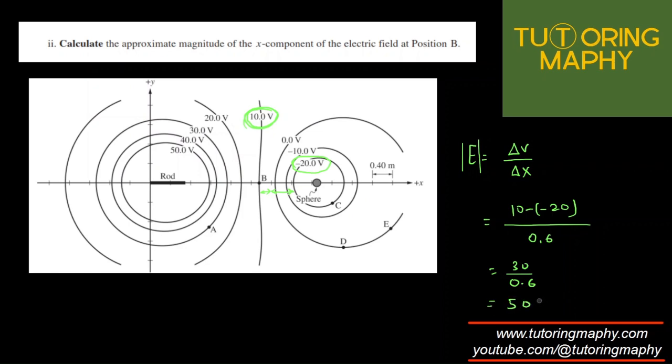The electric field unit is volt per meter. Obviously, there is another unit of Newton per coulomb, but volt per meter is also a unit. Both are acceptable. So this is the approximate magnitude of the electric field in the x direction at point B.